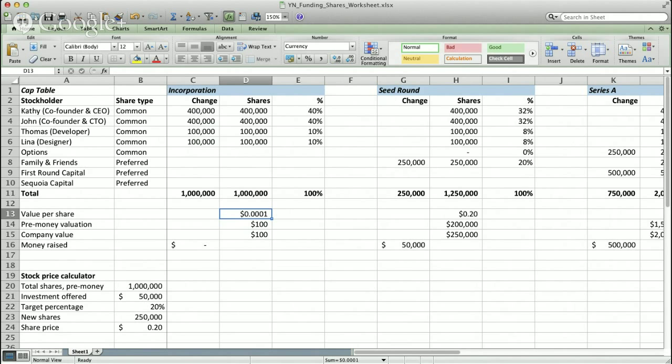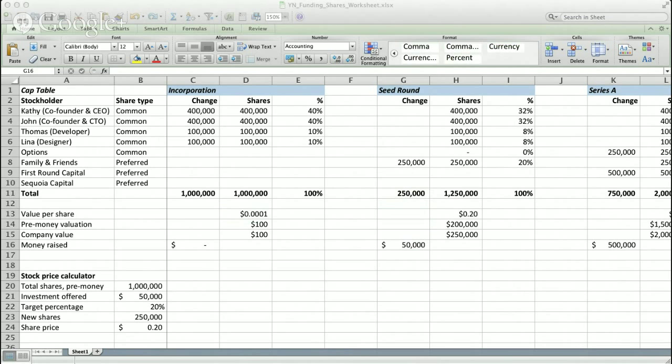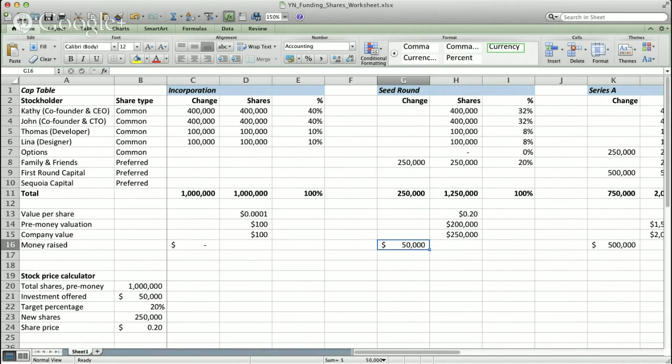So let's go through the first fundraising. Let's see how it works when we have an initial capital amount of, in this case, $50,000 offered to be invested by, in this case, really just the founders' own money and family and friends. The agreement that the founders had with the family and friends investors was that they would put in $50,000, but they would want 20% of the company.